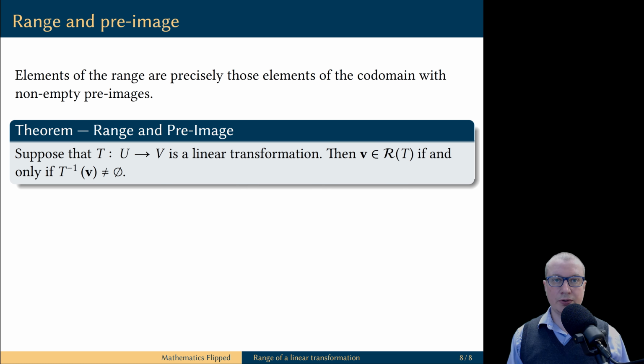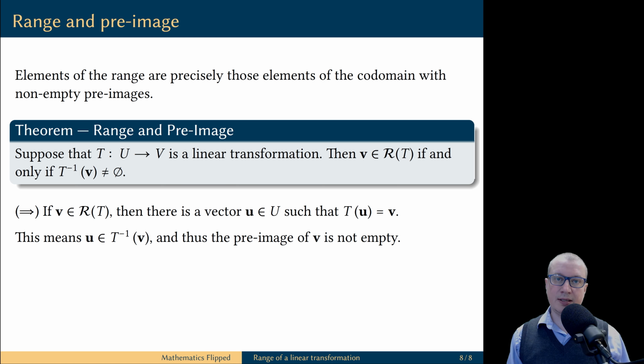We can characterize elements of the range by their preimages. A vector belongs to the range of a linear transformation if and only if its preimage is a non-empty set. This is a simple consequence of the definitions. In the forward direction, let's assume that the vector v belongs to the range of the linear transformation. This means there is an input vector u from the domain so that t of u is equal to the vector v. But this means that the vector u belongs to the preimage of the vector v, and in particular, this preimage is not empty.